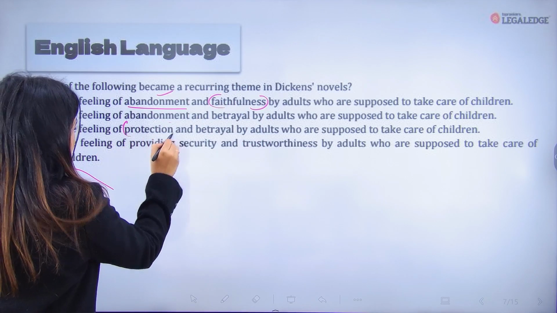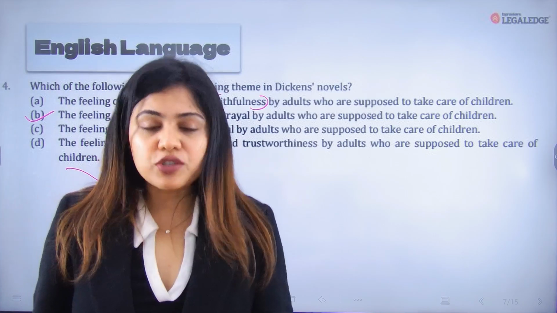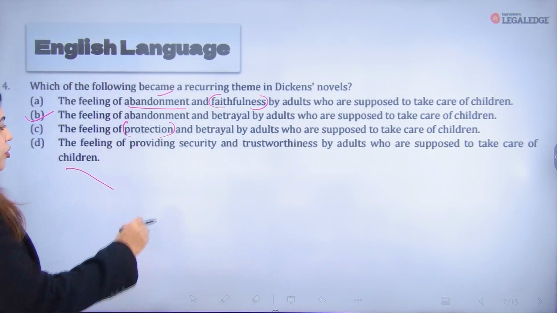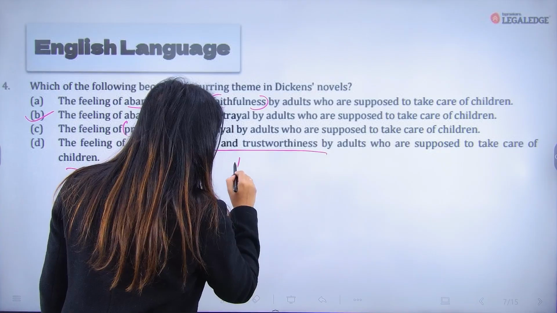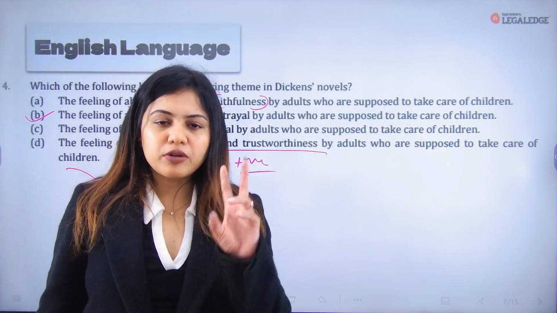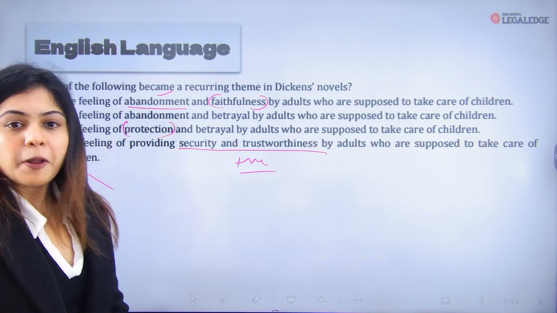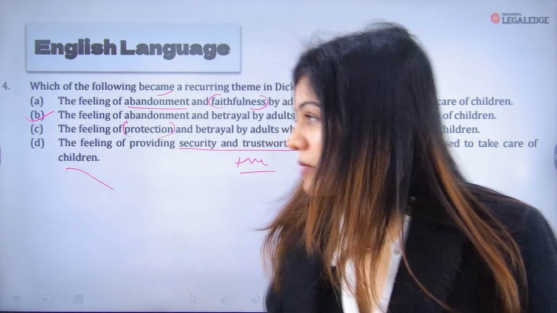Feeling of protection. If he was feeling that protected, he wouldn't have spoken about it in so many of his novels. Again, providing security and trustworthiness is a positive option, whereas he had negative thoughts about this particular feeling, right? So the only answer that fits is option B. I hope you guys had marked the same thing.